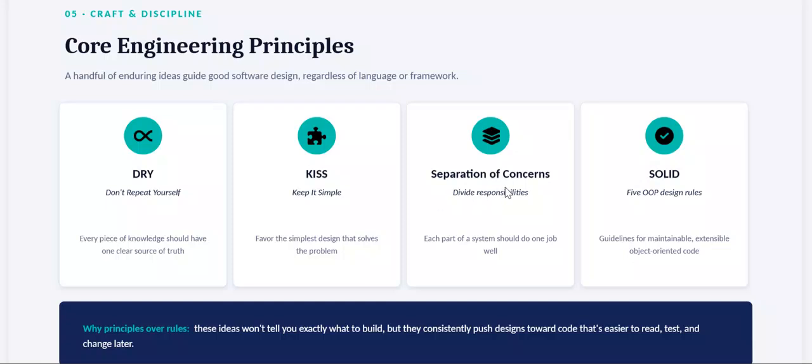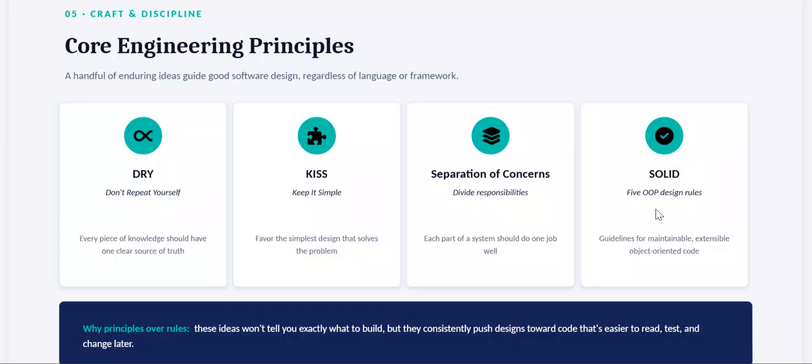Separation of concerns, divide responsibility. Very, very important. Each part of a system should do one job well. So each part of the system should have one job it is doing and it should be able to do it well. If you have a blog section, it should be able to do the blogging very, very well. If you have the advert section, it should be used for adverts and it should carry out the job very, very well. So divide responsibility when building your software.